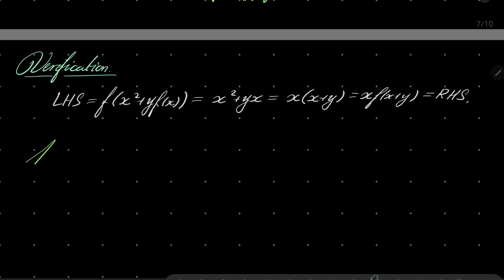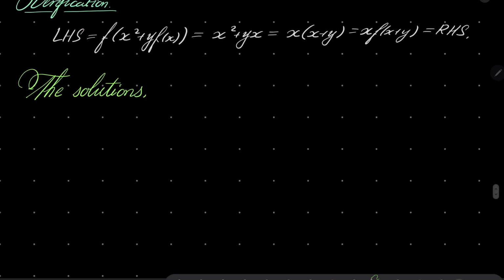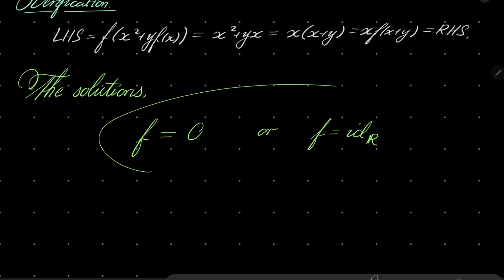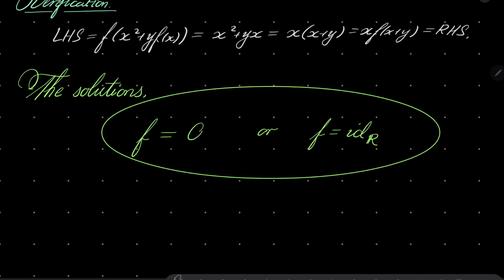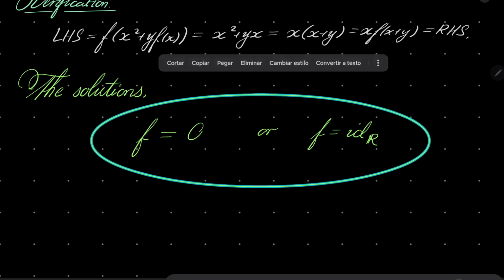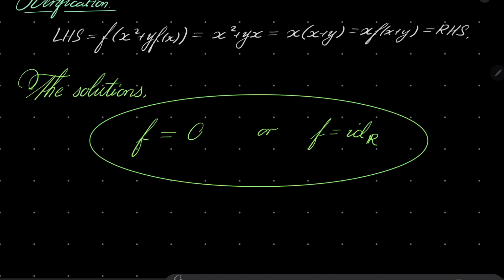So we have exactly two solutions of our equation. Either f is a zero function or f is the identity on the set of real numbers. And that closes our solution. A very nice problem, I'd say.